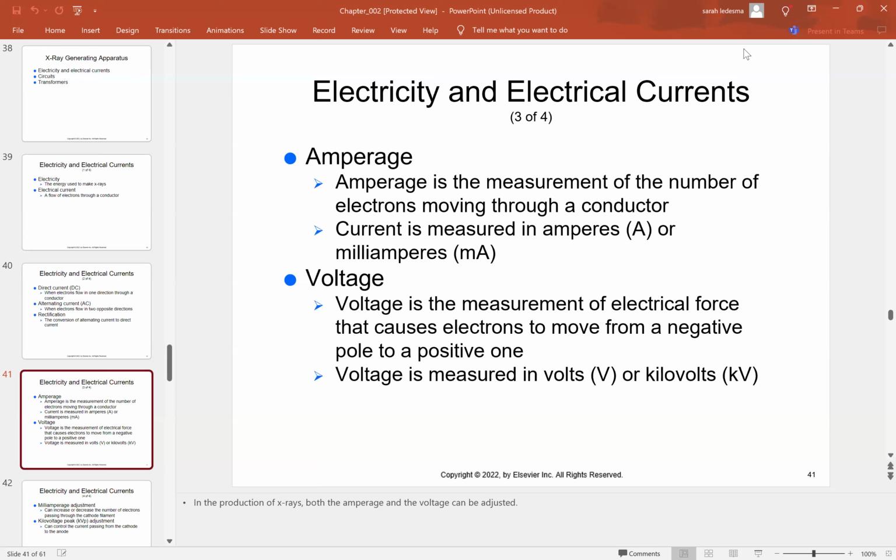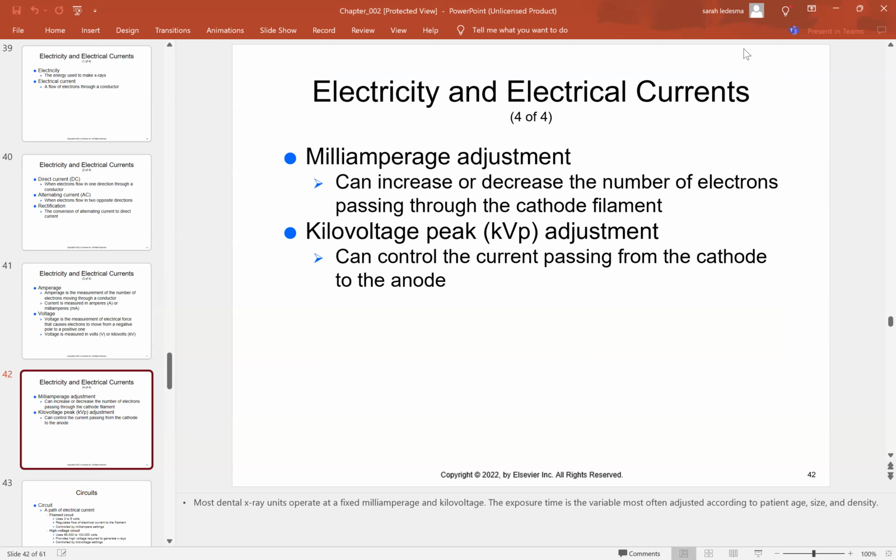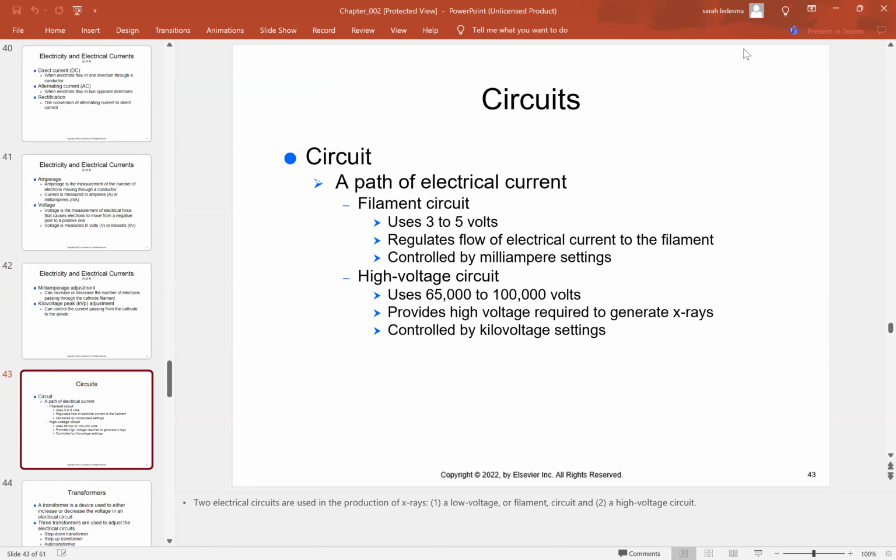Amperage, the measurement of the number of electrons moving through a conductor. The current is measured in amperes or milliamperage. Voltage is the measurement of electrical force that causes electrons to move from a negative pole to a positive one. Voltage is measured in volts or kilovolts. Milliamperage adjustment can increase or decrease the number of electrons passing through the cathode filament, and kilovoltage peak adjustment can control the current passing from the cathode to the anode.